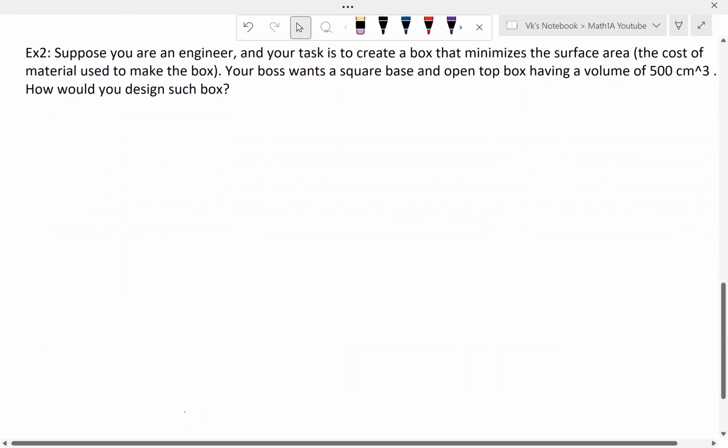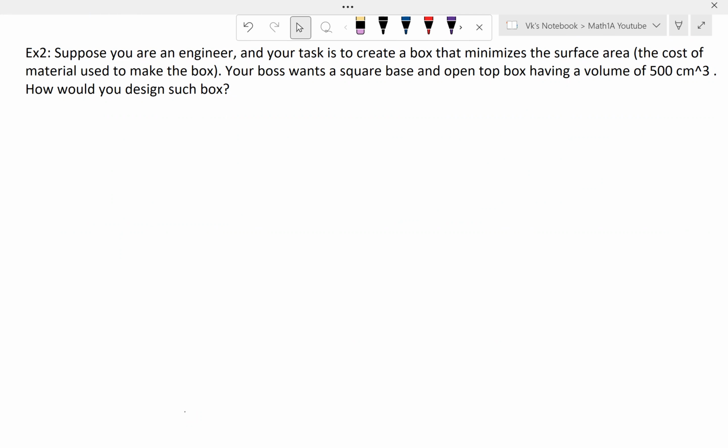Exercise number 2. Suppose you are an engineer and your task is to create a box that minimizes the surface area, which is what determines the cost of material used to make the box. Your box has a square base and an open top, and has a volume of 500 cubic centimeters. How would you design such a box? First thing is to sketch out the box. Square base x by x, and the height is y. The box is open top.